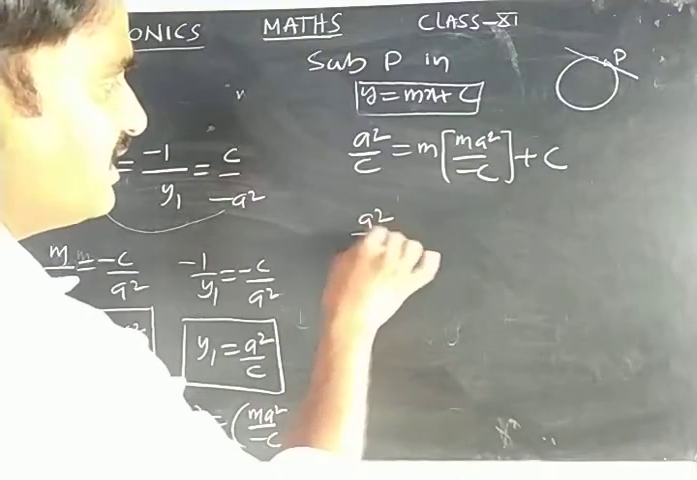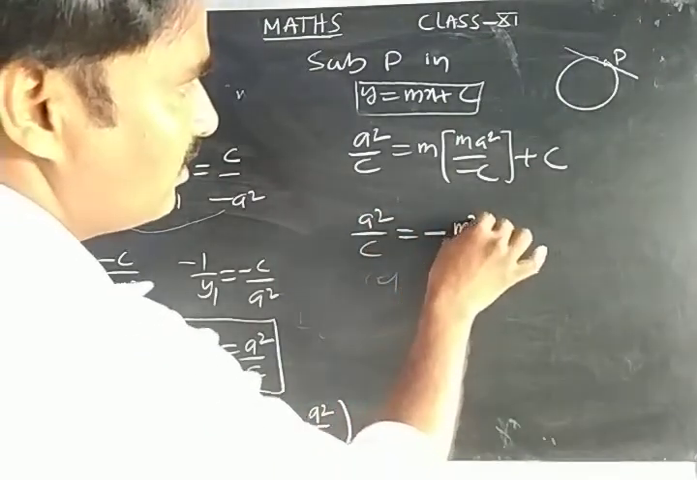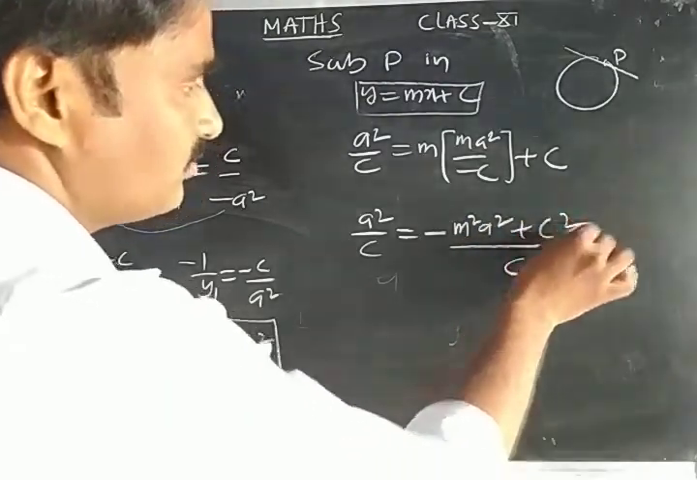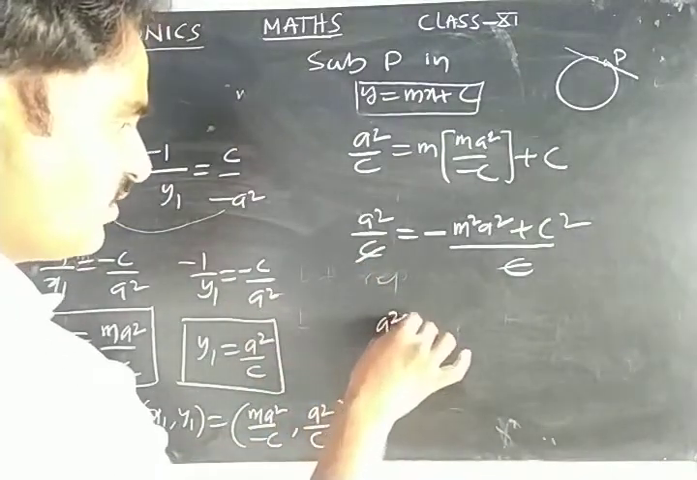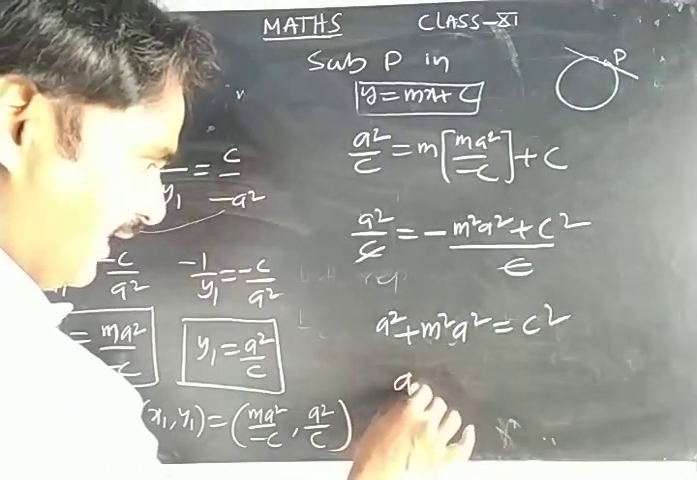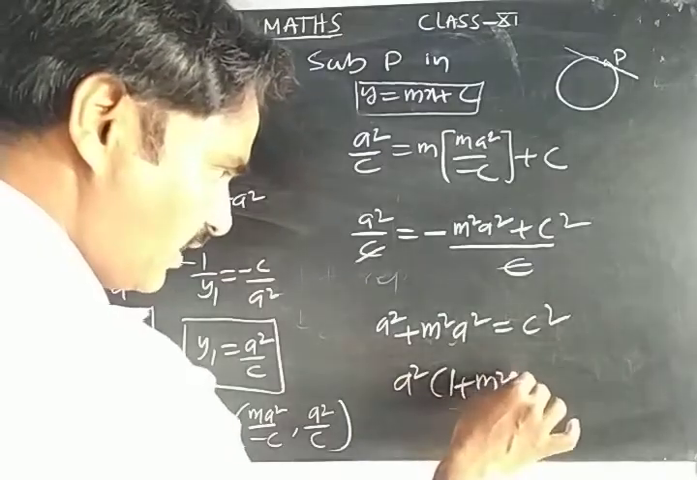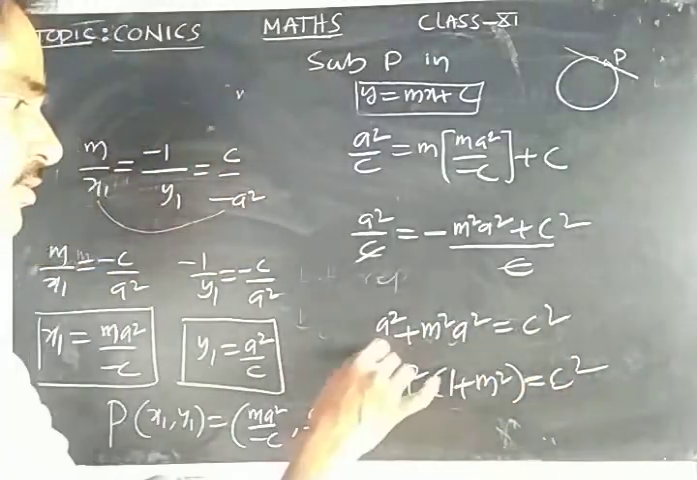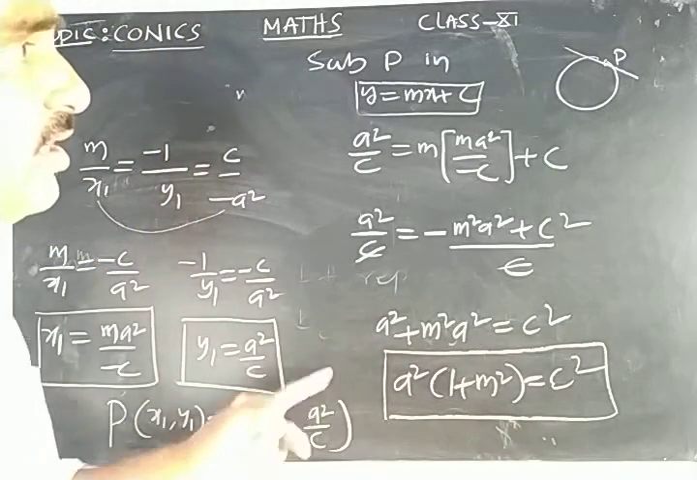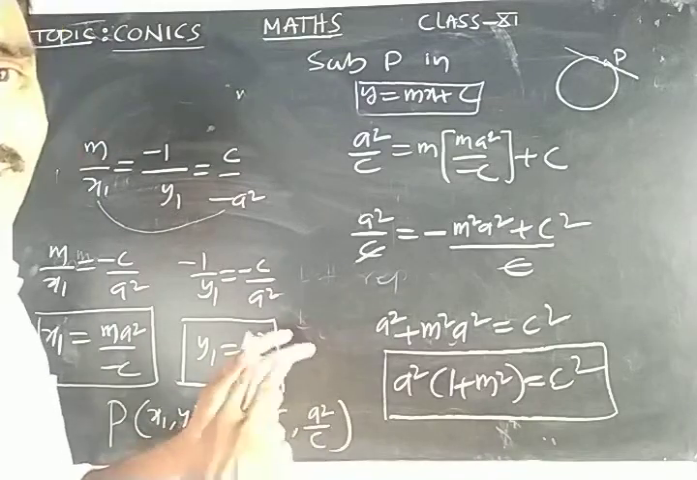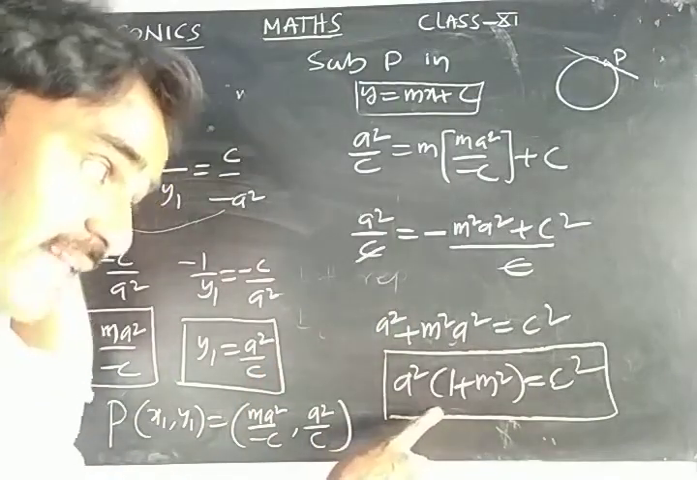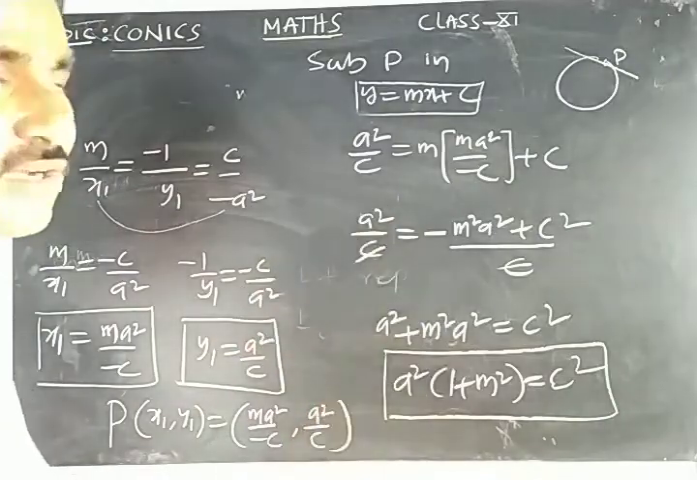Now by simplifying, a square by c minus m square a square. I am taking LCM c square. C cancels on both sides. So a square plus m square into a square is equal to c square. Now by taking a square common, a square into (1 plus m square) is equal to c square. This is the condition of tangency. Already in circles, before the first exercise, we derived this formula. This is the condition of tangency for a straight line to be a tangent to the circle.